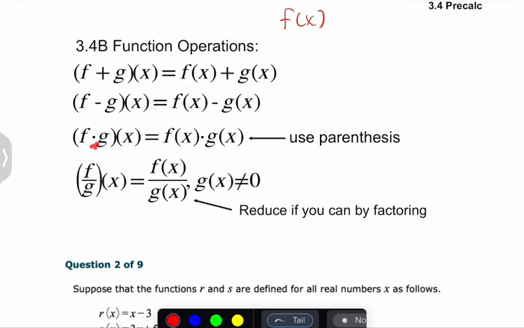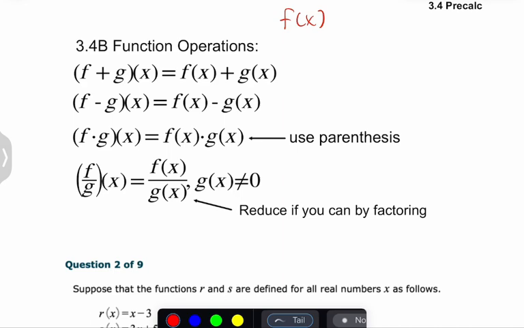A closed-in dot is going to be different than an open circle. That just means multiply the two functions. So it's just f of x times g of x. Put those in parentheses so you don't mess up the actual multiplication if you might have to distribute or something like that. And f over g is just a shortcut way to write f of x divided by g of x. Remember, the denominator is not allowed to equal 0. You might have some excluded values for that. And usually you might reduce it a little bit if you can factor it.